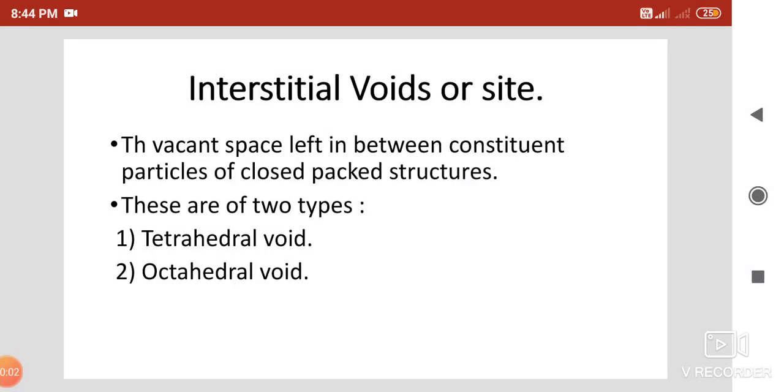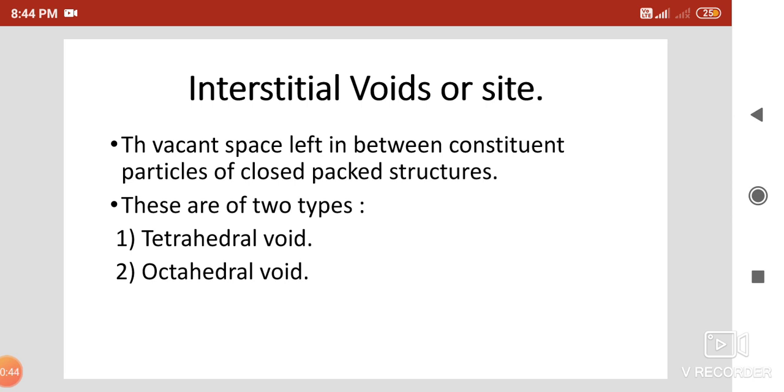Hello students, today we are going to discuss a new topic: interstitial voids, or interstitial sites. When close packed structures are formed, there is vacant space left in between the constituent particles. This vacant space left in between the constituent particles in the close packed structure is called an interstitial void or interstitial site. There are two types of voids: the tetrahedral void and the octahedral void.